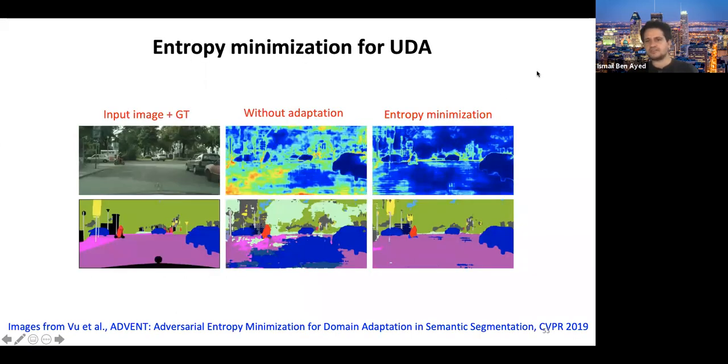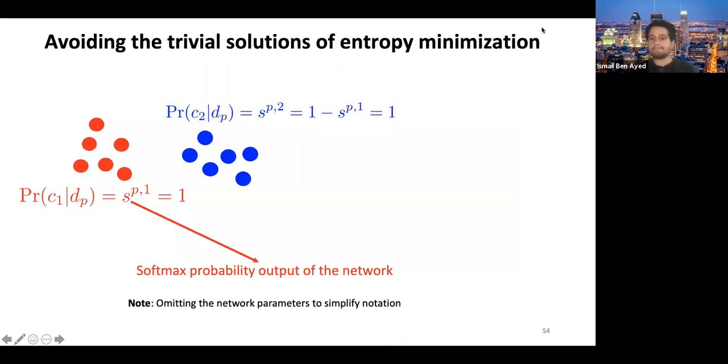Okay, this is another example from unsupervised domain adaptation, where I show you a model trained on your source data, and then you apply the model without adaptation to an image, and then with entropy minimization, which basically makes your prediction very confident and crisp, and the segmentation much better if you look here, for instance. Okay, this is good. Entropy minimization is good.